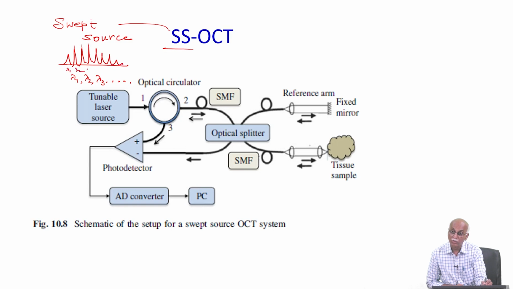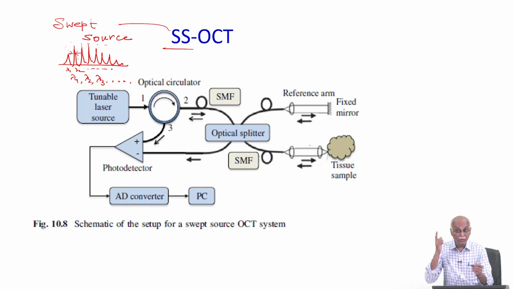Lambda 1, lambda 2, lambda 3. As you tune, as you change the wavelength, first lambda 1 will come, then lambda 2, lambda 3. Using a tunable configuration, we will be able to tune each of these wavelengths. Then they are all spectrally narrowed outputs. Very spectrally narrowed means the spectral width is very narrow.